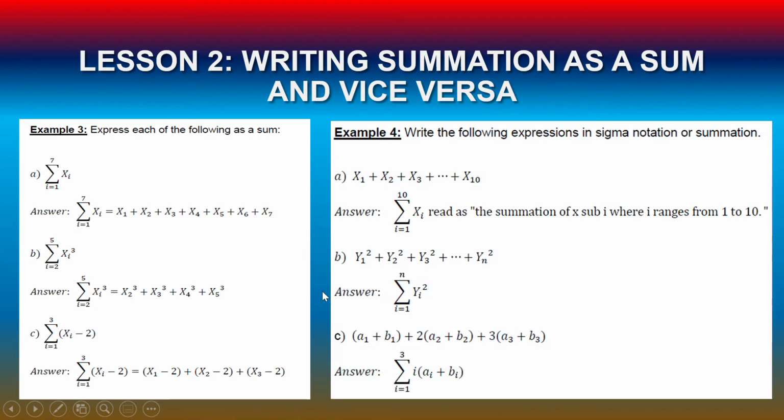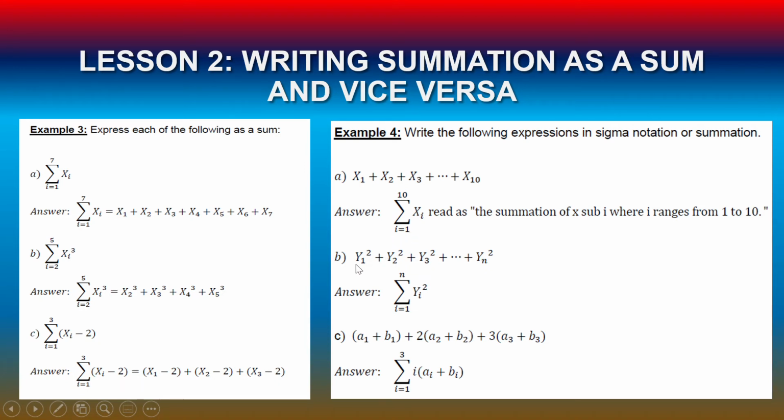Another. Okay, halimbawa, vice versa naman, kabaliktaran naman. So, katulad nito, kung ang given ay x sub 1, x sub 2, x sub 3, to x sub 10, kung mapapansin nyo, ito lang yung formula na gagawin natin. So, x sub i, kasi nag-start siya sa 1, and then nag-end siya sa 10. So, 10 is our n. And then, dahil nag-start siya sa 1, yung ating index of summation is 1.